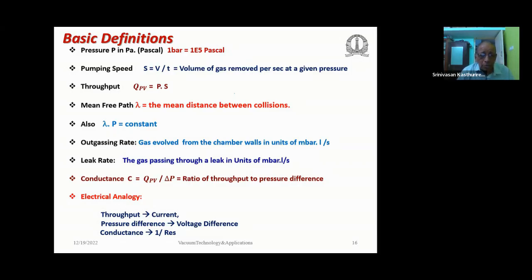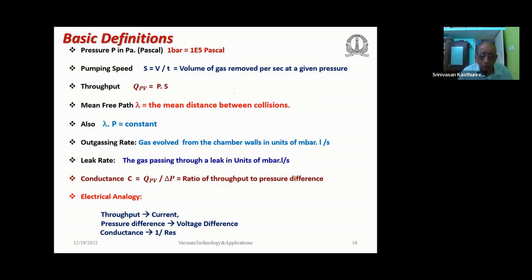We come across terms like what is called pumping speed. What is pumping speed? Pumping speed means that you have a certain volume and you are evacuating that volume. Okay. Let's say a volume V of gas is removed in a time T. Okay. Then V by T is called the pumping speed. So a certain volume is removed in a time T, then pumping speed is nothing but V by T.